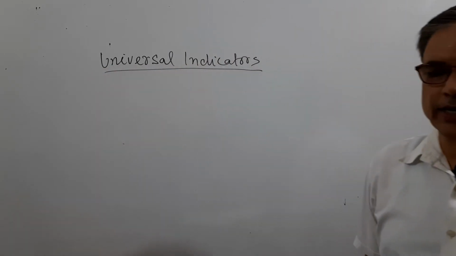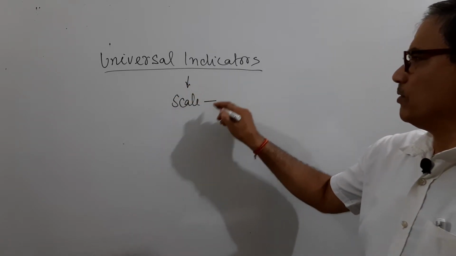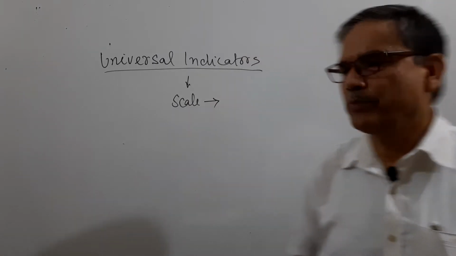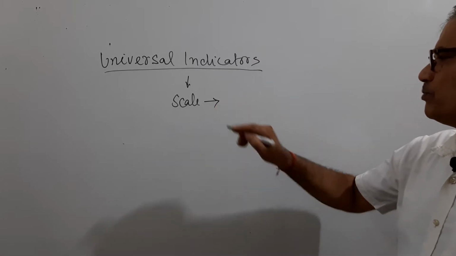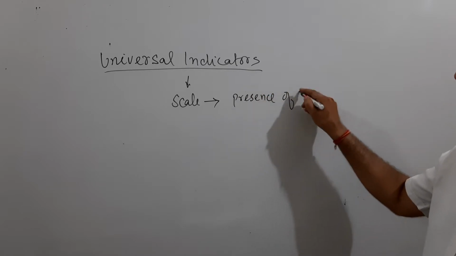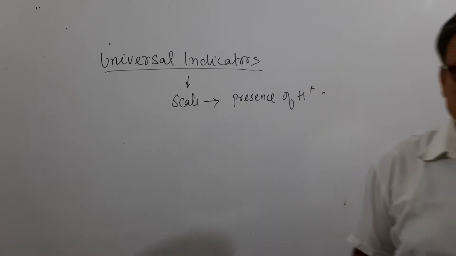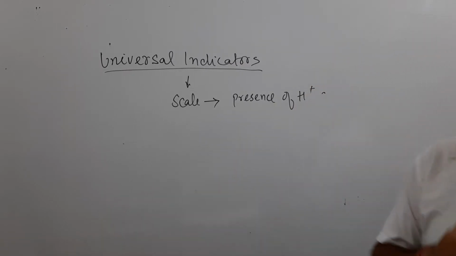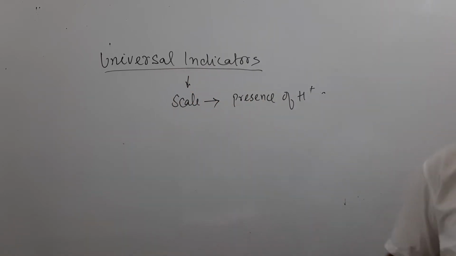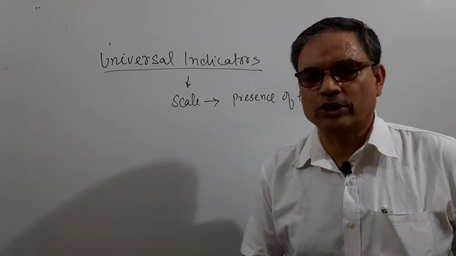This universal indicator is a scale. It is a scale which is used to measure the presence of hydrogen ion. Hydrogen ion means H plus. Universal indicator is a scale which is used to measure the hydrogen ion concentration in a given solution.